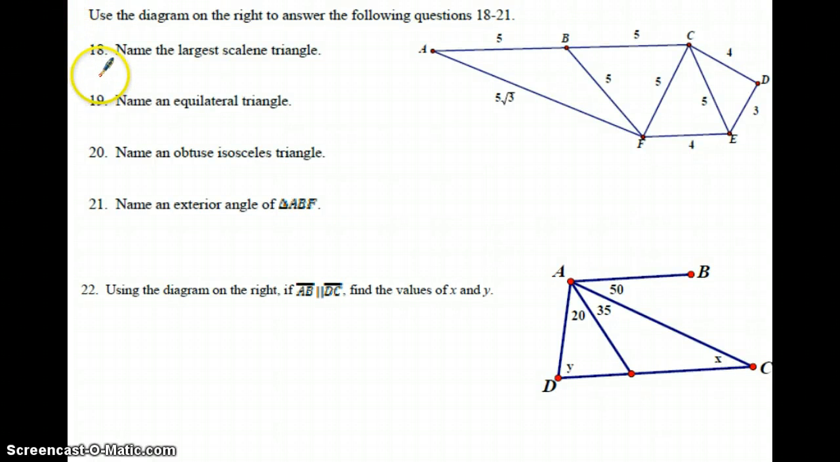Use the diagram on the right to answer the following questions. Name the largest scalene triangle. Well, we've got some different categories of triangles in here. There's a big isosceles here, a big equilateral, an isosceles, and a scalene, but it's not very big. Of course, I've got bigger overlapping triangles like CFA. CFA is one of the biggest triangles in the whole figure, and I think it is the biggest. It's 10, 5, 5 square root 3. That is scalene, so we got it. Equilateral, I found one before, it was 5, 5, 5.